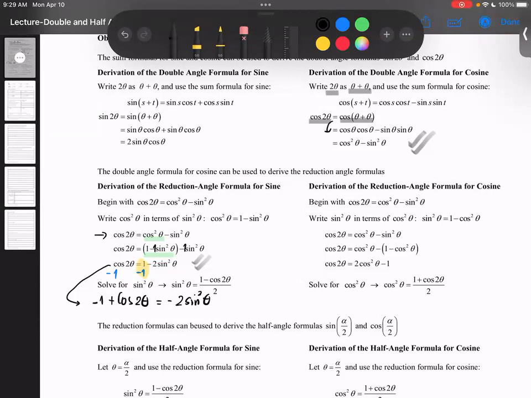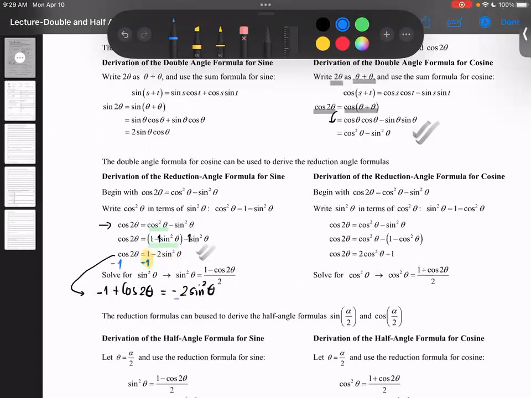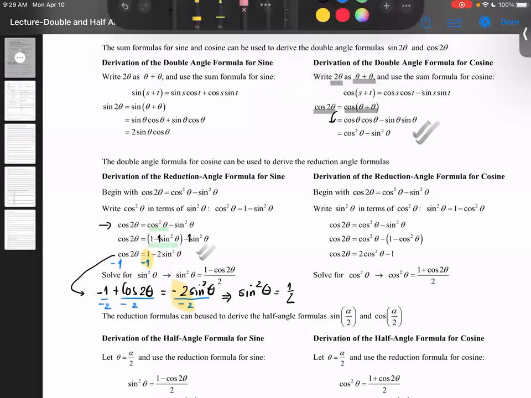Remember, I'm trying to solve for sine squared theta, so I'm going to isolate it as much as I can. Divide both sides by negative 2. On the right-hand side, negative 2 is gone. I'm going to turn the right-hand side into the left-hand side now. So sine squared theta equals what? Negative 1 divided by negative 2 is 1/2. Then positive 1 over negative 2 is negative 1/2.